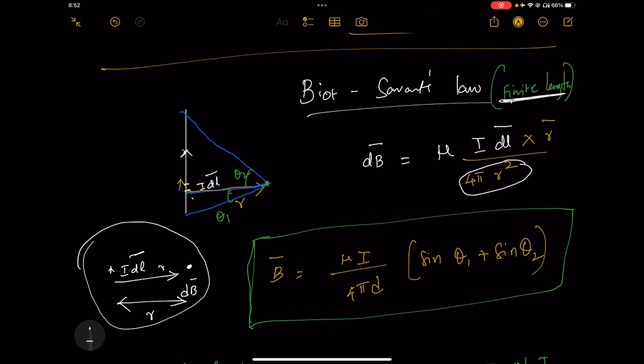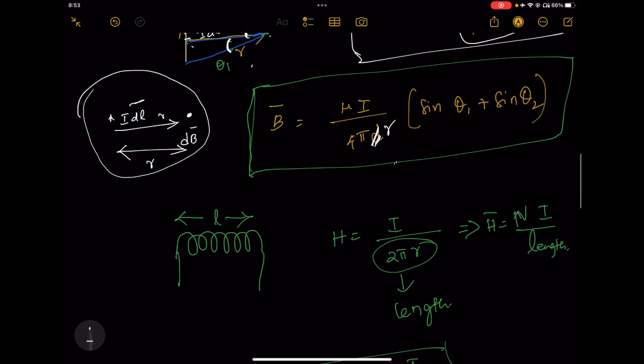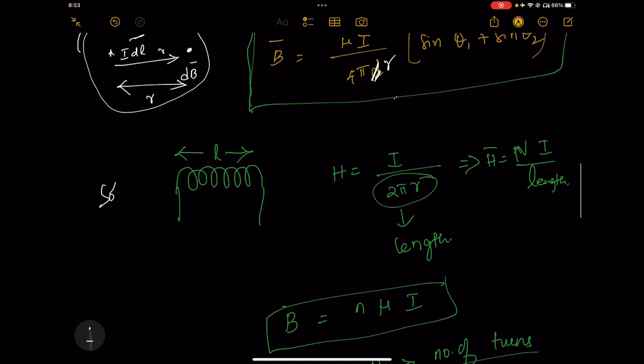This is for a small current carrying conductor. But if you have a finite length here, and the distance between the current carrying conductor and this point is D, or R, I just took it here as D, if you want R, then the equation will be like this. That is for a finite current carrying conductor. For a finite current carrying conductor, B will be like this, where theta 1 is here and theta 2 is here. And for a solenoid, it comes from the basic equation of Ampere's law, H is I by 2 pi r.